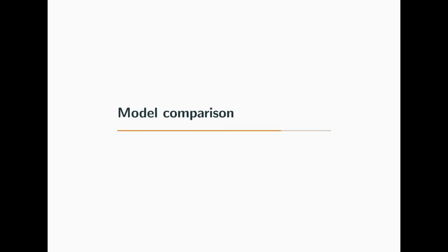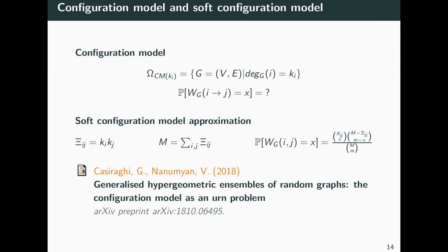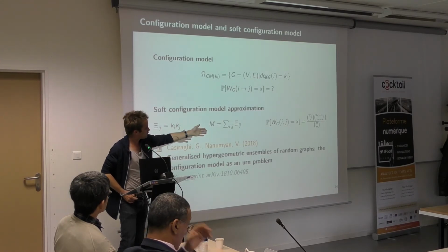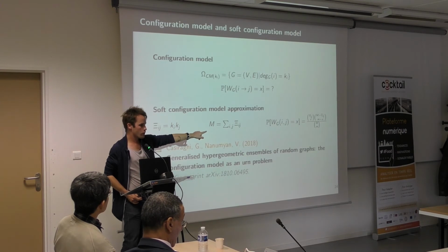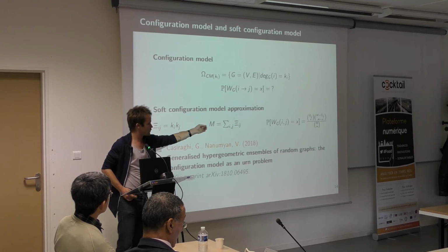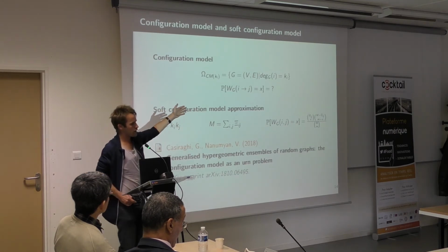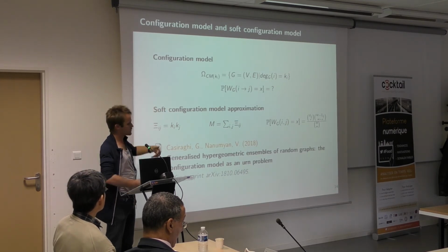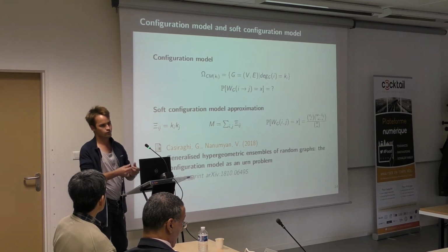And finally, I want to talk about model comparison, because this is one thing that this framework allows us to do. And to take an example, I want to talk about the soft configuration model, which is an approximation that was introduced in this paper for the configuration model in order to allow for direct computation of the probability of the weight of an edge being some specific value, because it is really hard to do in the original configuration model. So this approximation was proposed with some relaxations on the assumptions made for the configuration model.